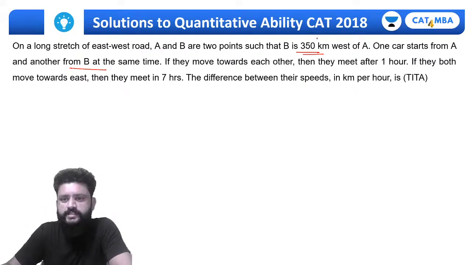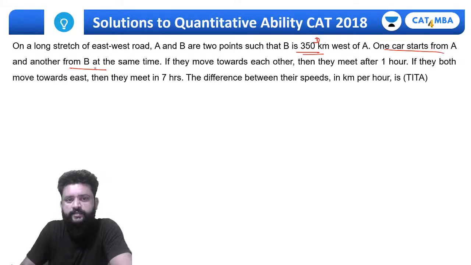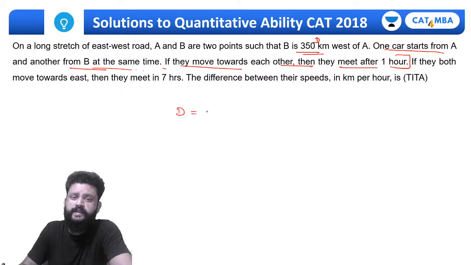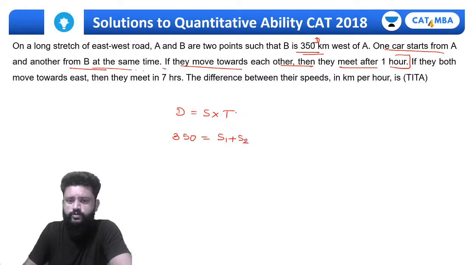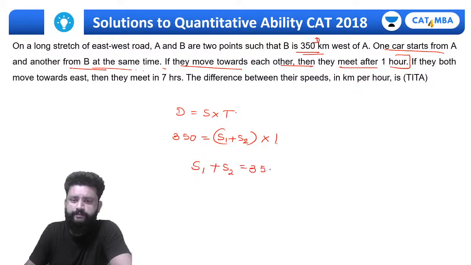So the distance is 350 kilometers. One car starts from A and another starts from B at the same time. If they move towards each other, then they meet after 1 hour. That simply means distance is speed into time. So 350 kilometers must be equal to S1 plus S2. So first equation, sum of the speeds must be 350.